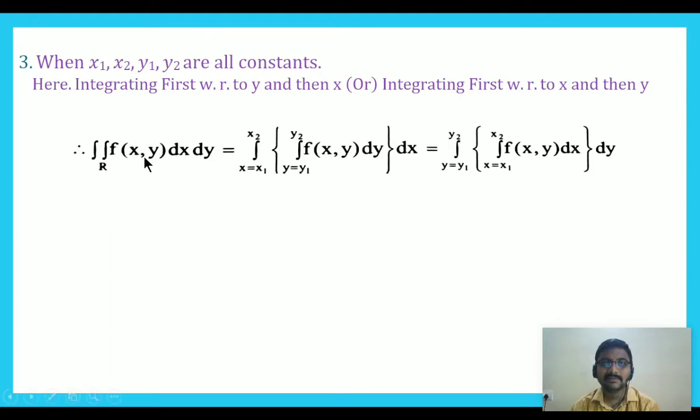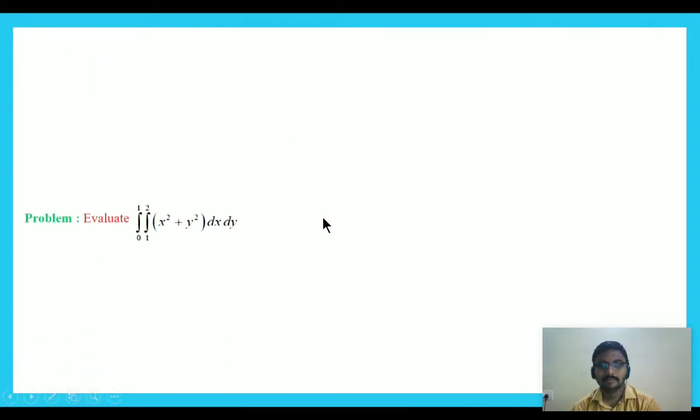If f of x y equals 1 in a double integral, then the double integration is represented as area. So we can find the area of a double integral easily. What is the integrand function here? f of x y. If f of x y equals 1, then the double integral gives the area over the region.